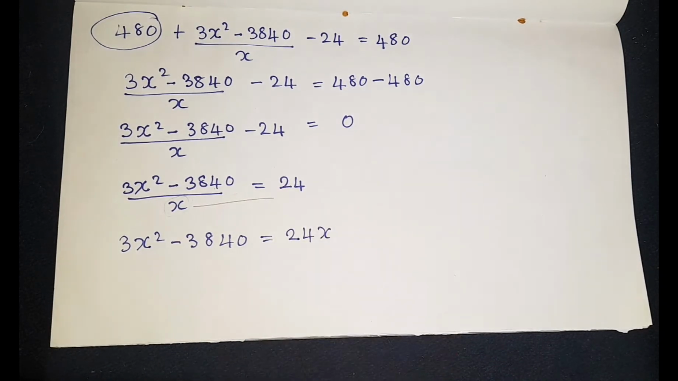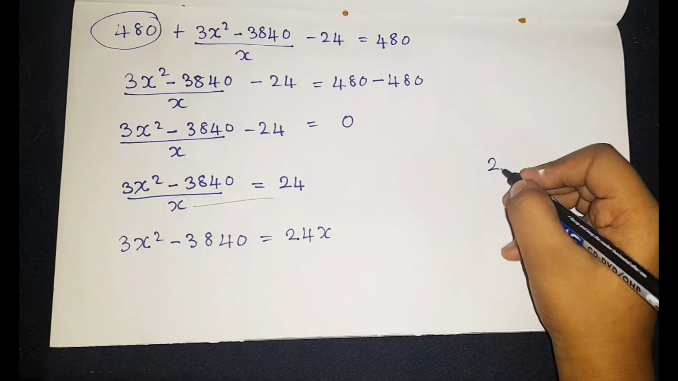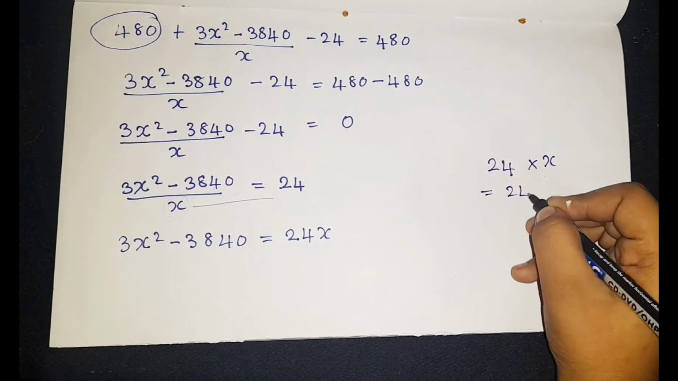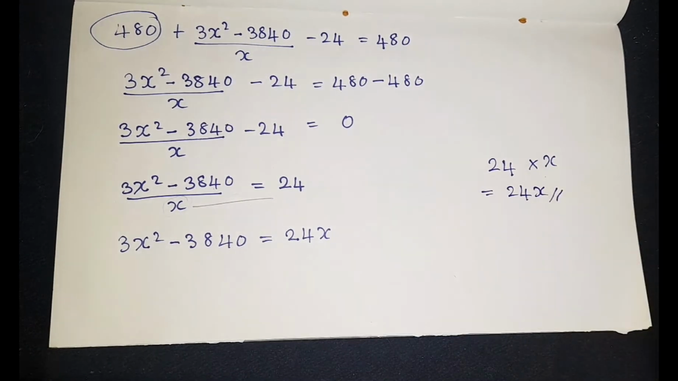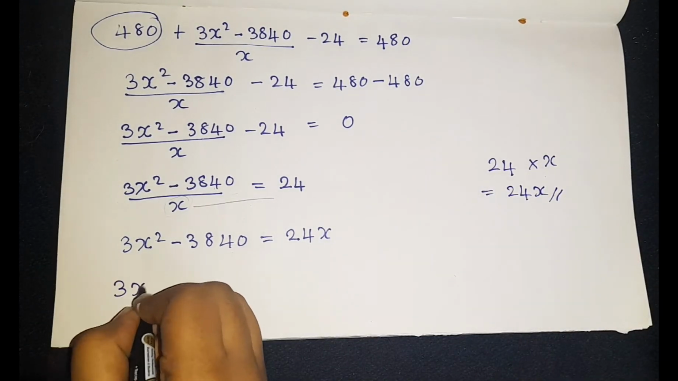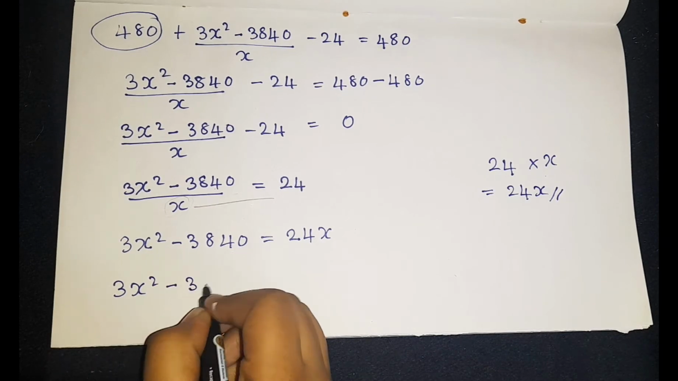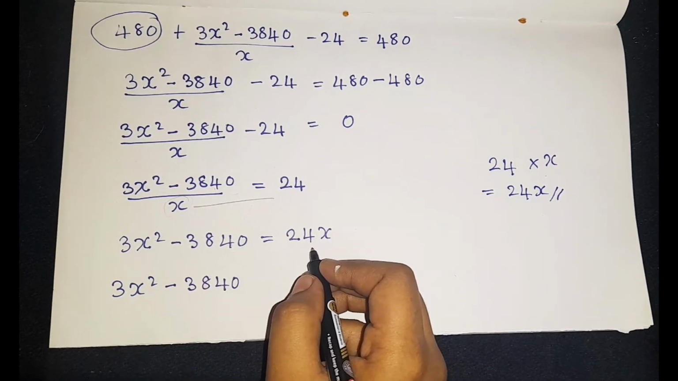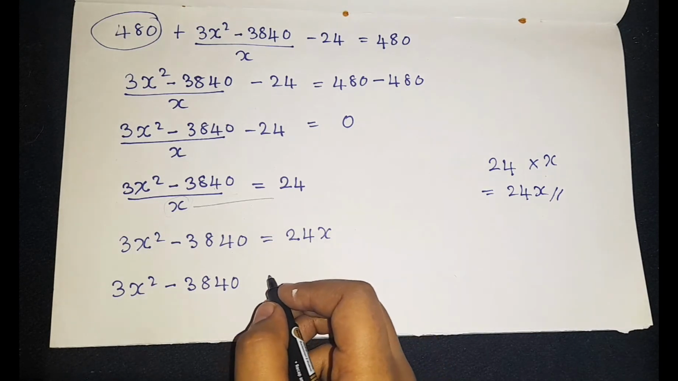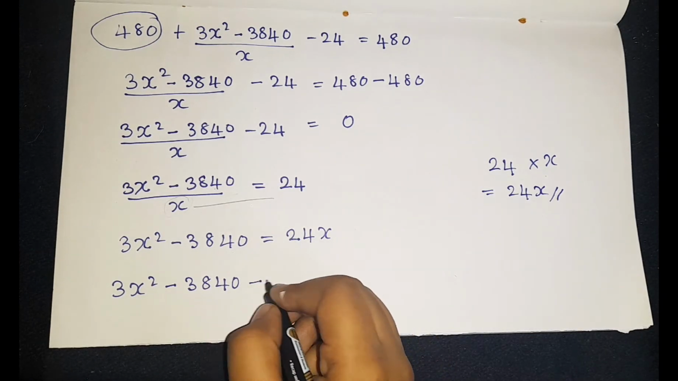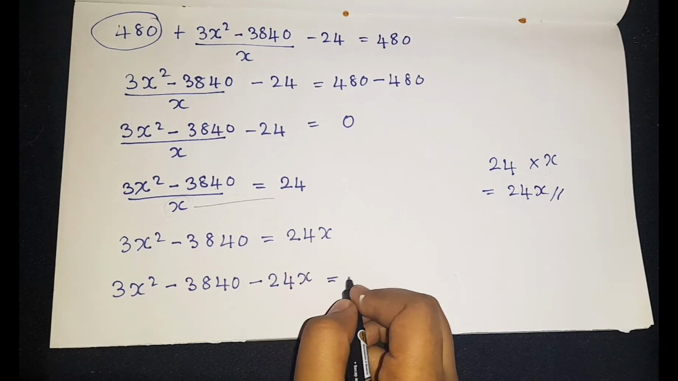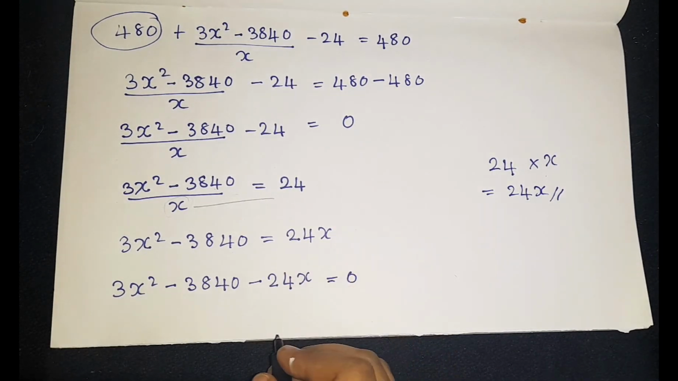Okay. If you guys want to know, let me just write it. So, 24 into x it is 24x. Okay. Likewise, I got the answer. So, now let us write 3x square minus 3840. Now let us get this 24x to the left side. When I get it to the left side, it changes into minus 24x since it is plus right over here. Okay. And then is equal to 0. So, now we got an equation.